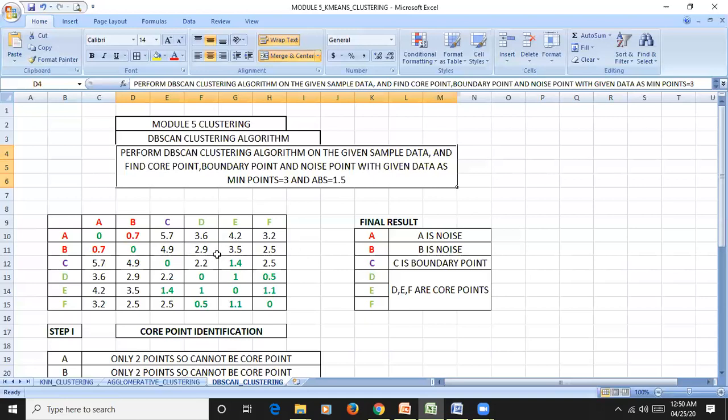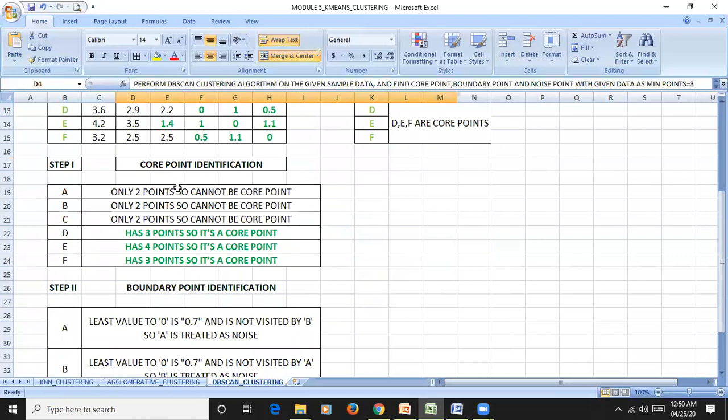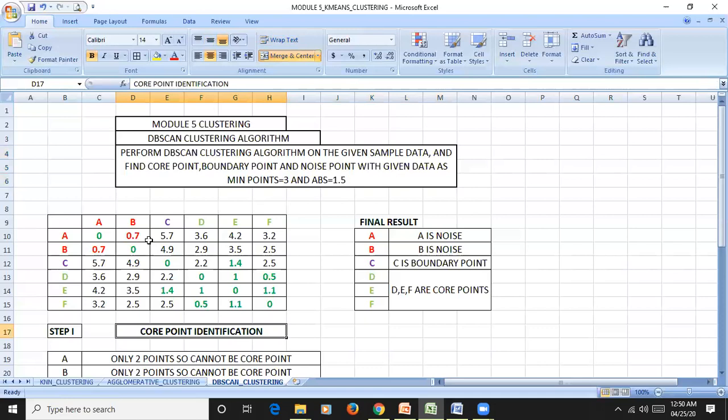What's the very first step? Core point identification. They have said minimum points should be 3. Just scan this E column. How many values are you finding that are at most 1.5? 0 is there, 0.7 is there. They have given the absolute value to be 1.5. So there are only 2 points.